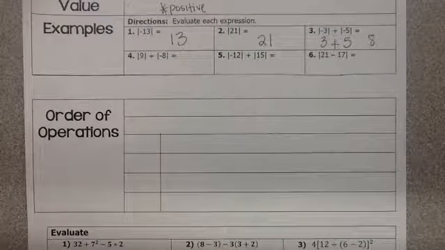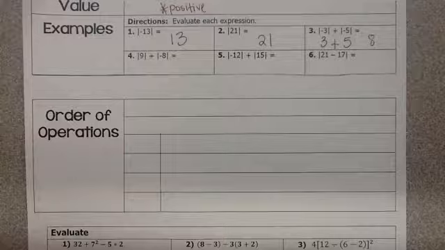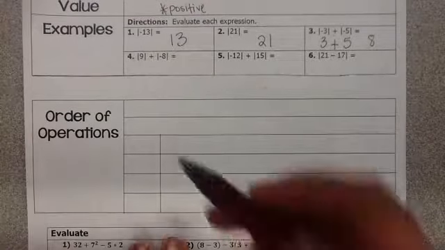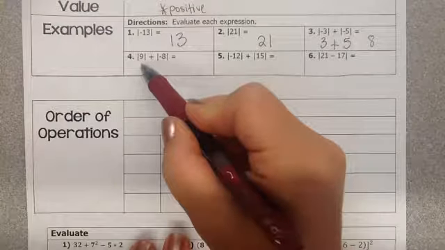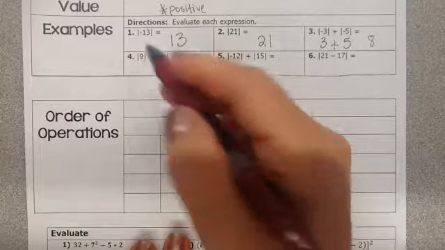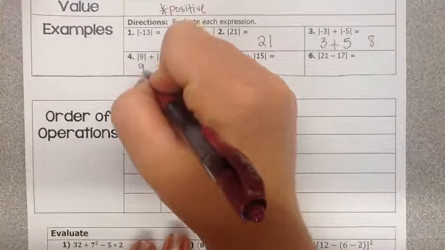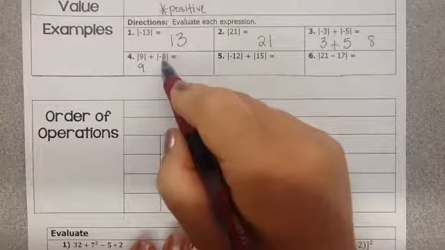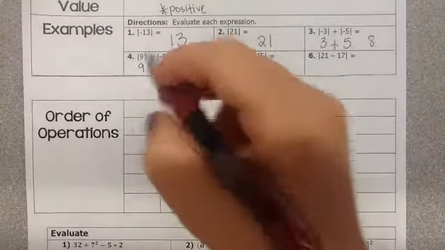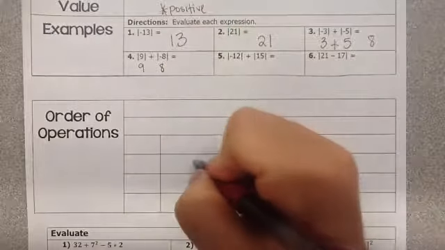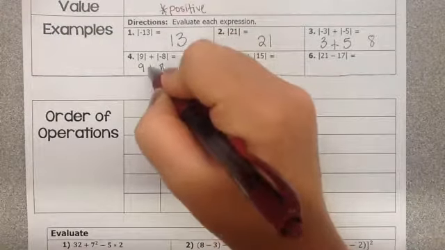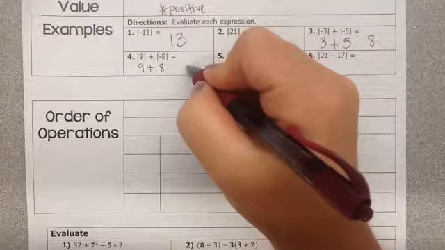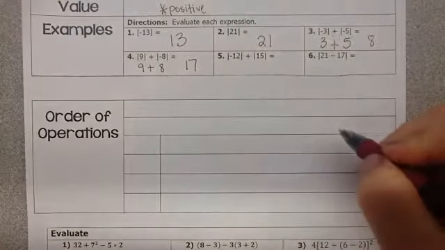Go ahead and try number 4 on your own. Let's see how you did. Before you can add, what did you have to do? Take the absolute value. What's the absolute value of 9? Still 9. The absolute value of negative 8? Positive 8. Now what did you do? Add them and we get 17.